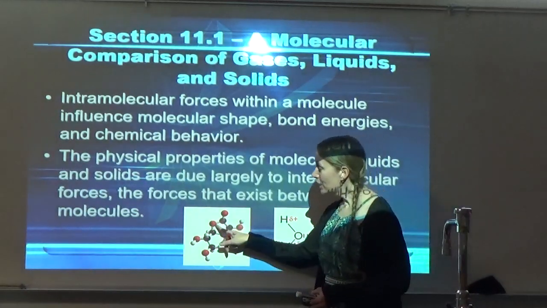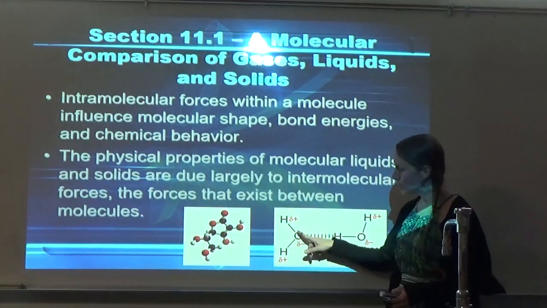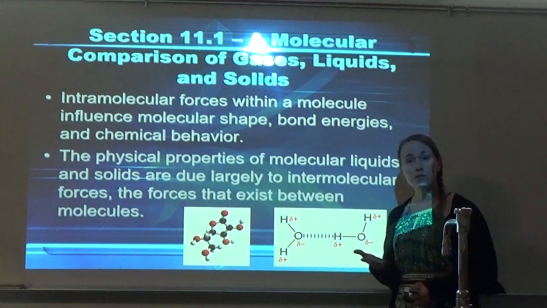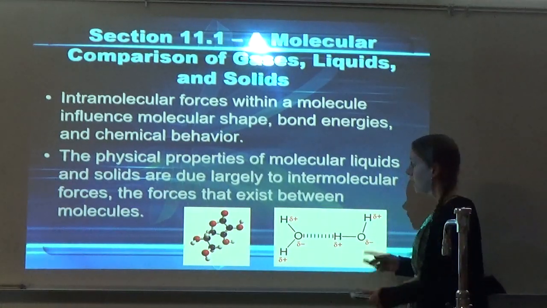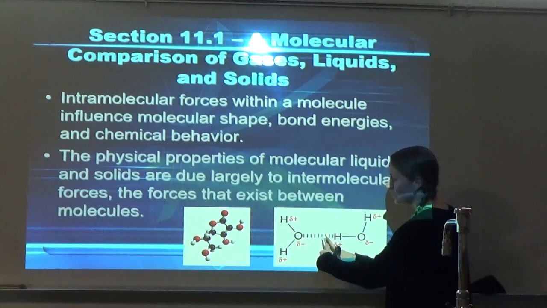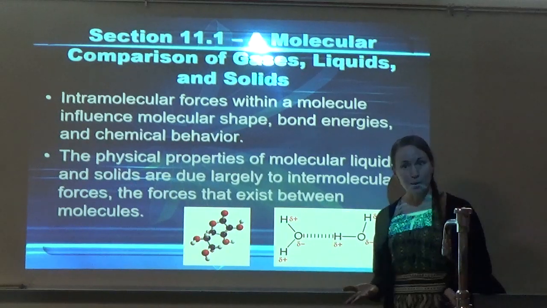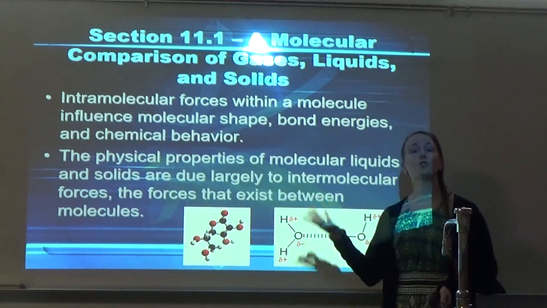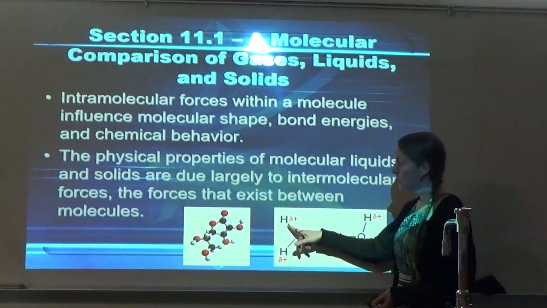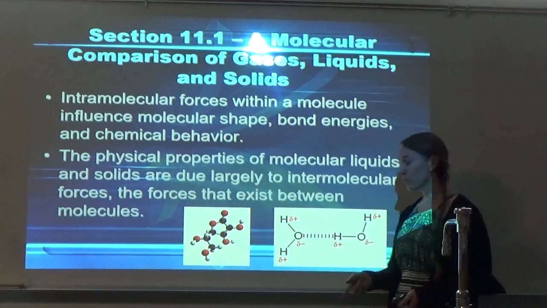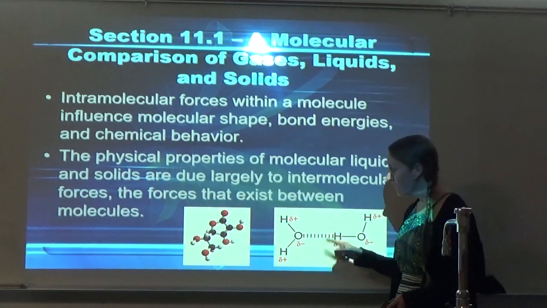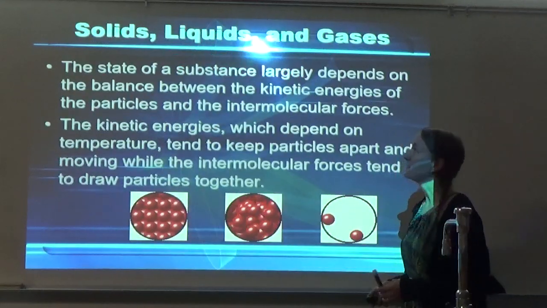Okay, so bonds that hold a molecule together. So here's H2O. These bonds, those are called intramolecular forces. But when two water molecules attract each other through hydrogen bonding, that is called an intermolecular force. So bonds are intramolecular forces. Attractions between molecules are intermolecular forces.